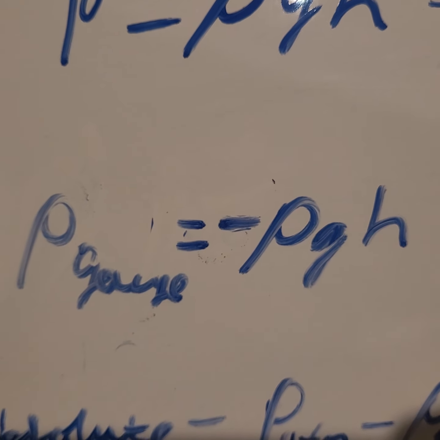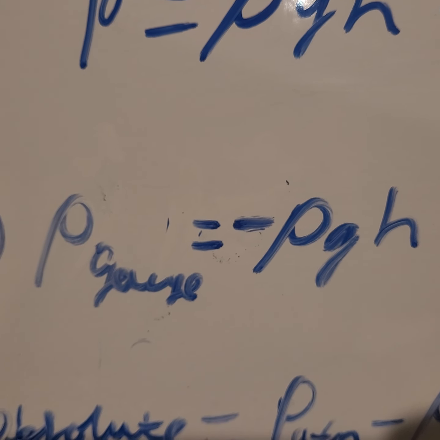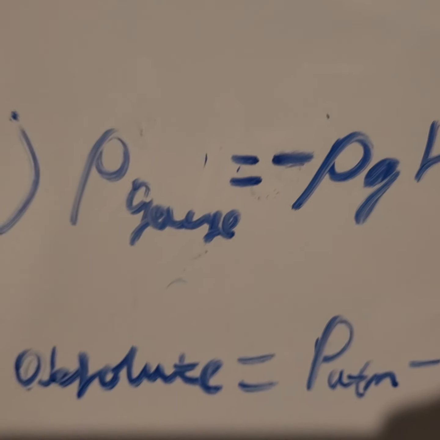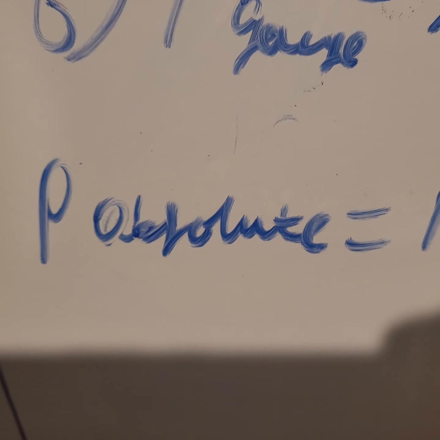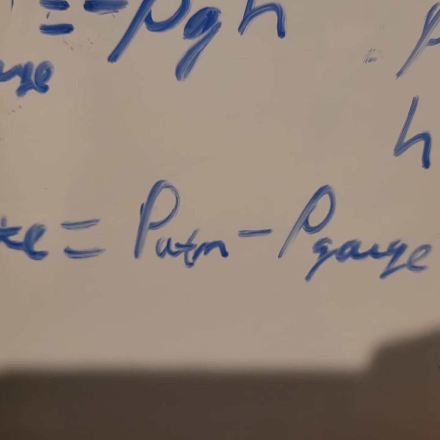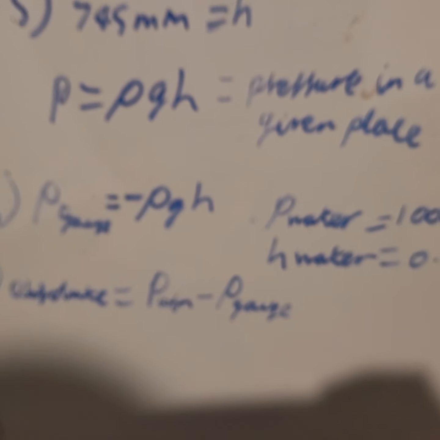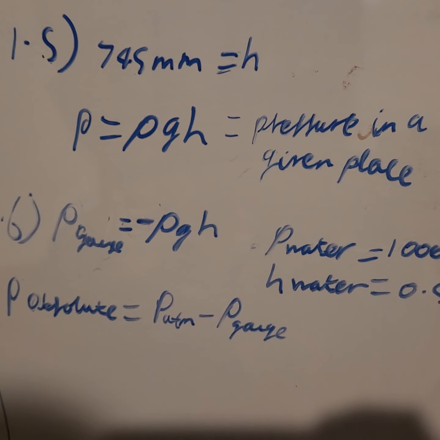Well, the absolute pressure is basically the difference between the atmospheric pressure and our gauge pressure. So we've got here: absolute pressure is equal to atmospheric pressure minus gauge pressure. I'm just going to zoom out a bit so you can see the whole thing at once. But that's basically how you solve this question.